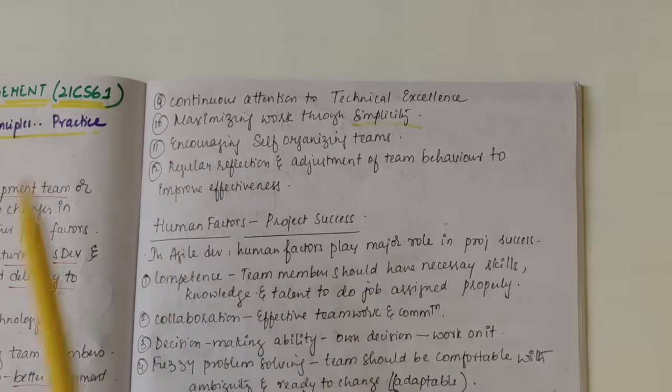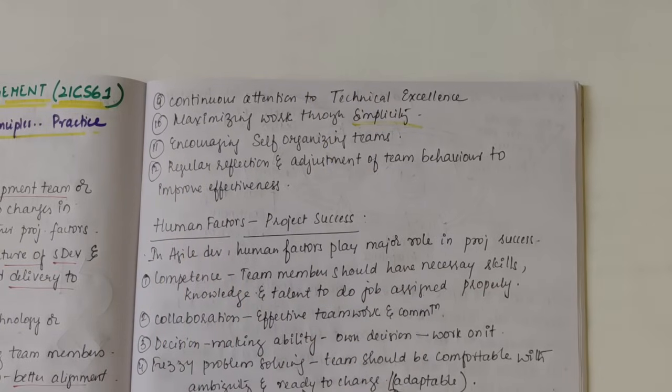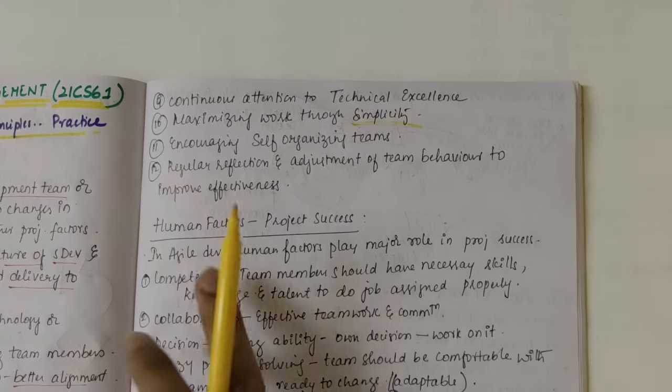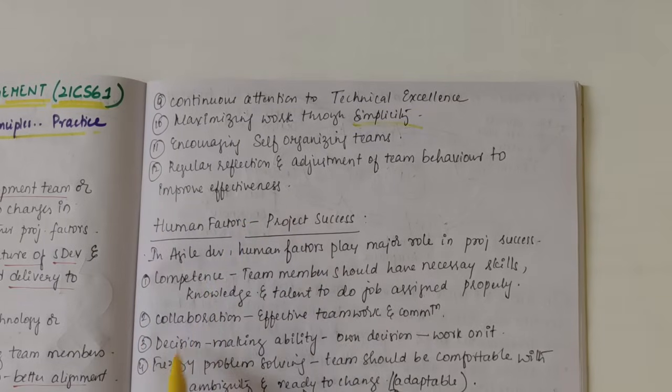So yeah, that's what the 10th point speaks of. Second, encouraging self-organizing teams. By having self-organizing teams, like-minded individuals can come together and work on a product. When like-minded individuals are working together, they'll have better communication and better collaboration. With better communication and collaboration, you can do the work quickly. So that is what the 11th point says.